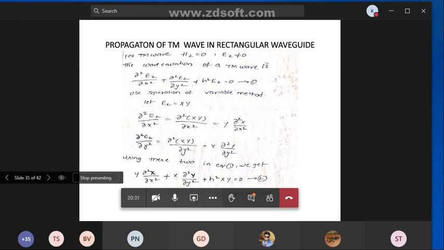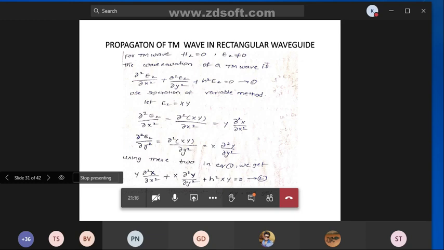Use the separation of variables method. Assume Ez equal to XY. Here dou square Ez by dou x square equals, substituting XY in place of Ez, dou square XY by dou x square. This we can write as Y into dou square X by dou x square. These two, X and Y, are capital letters.